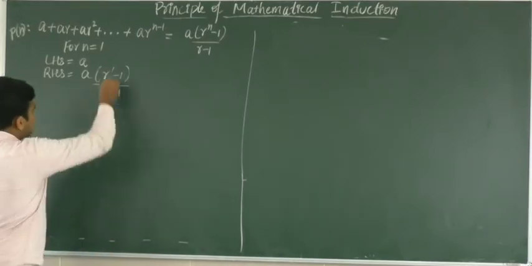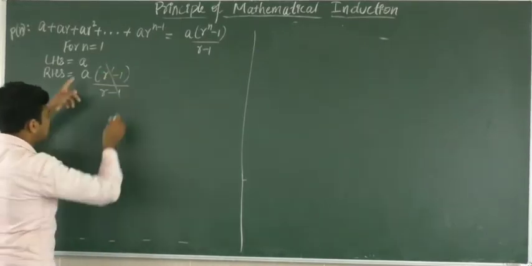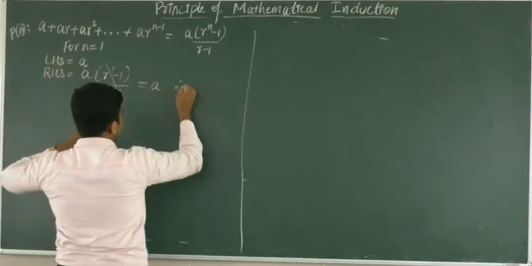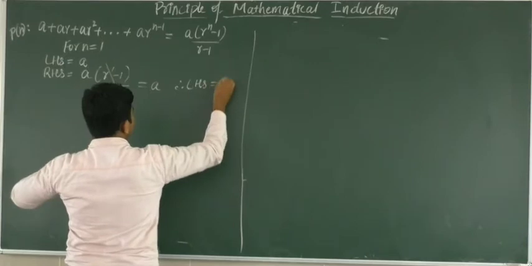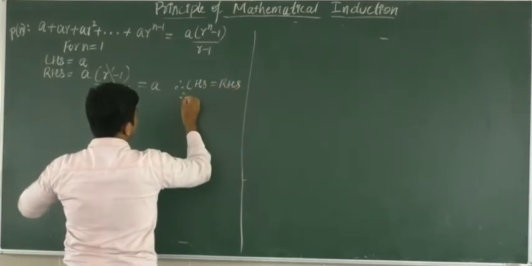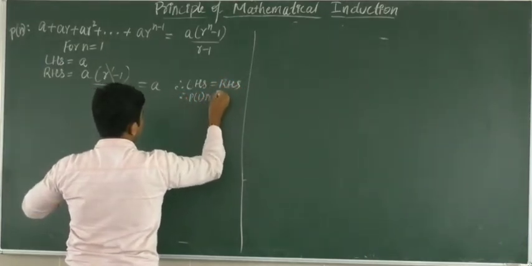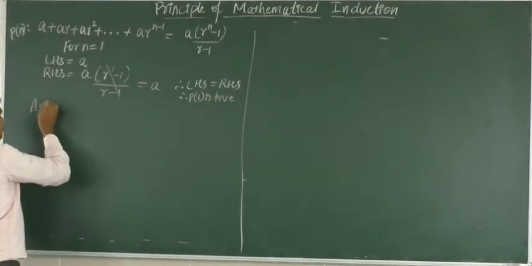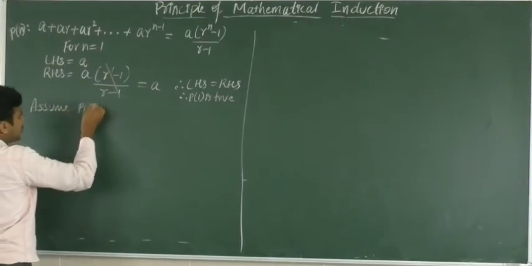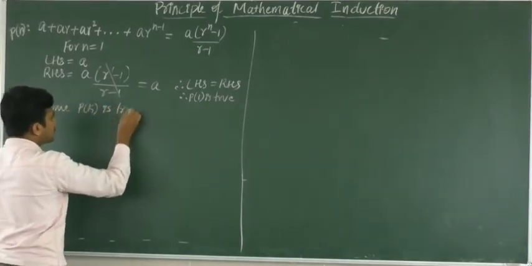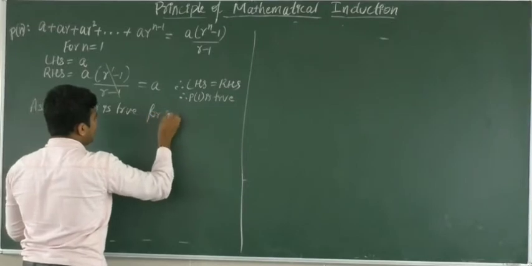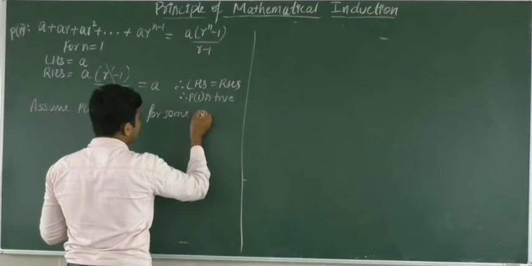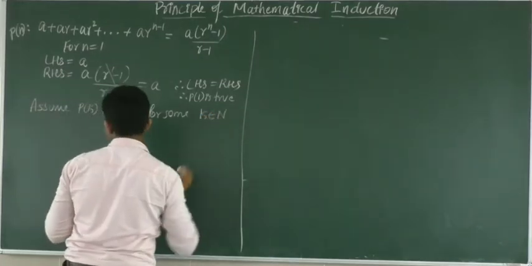So it will get canceled, so A remains. Okay, so you got the left hand side and right hand side equal. LHS is equal to RHS. Therefore we can say P of 1 is true. Now assume P of k is true for some natural number k.